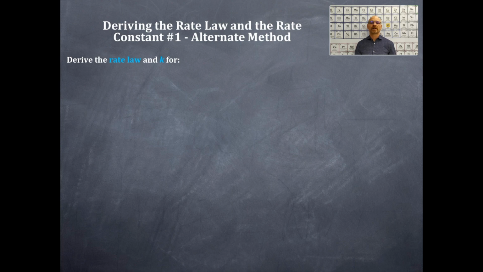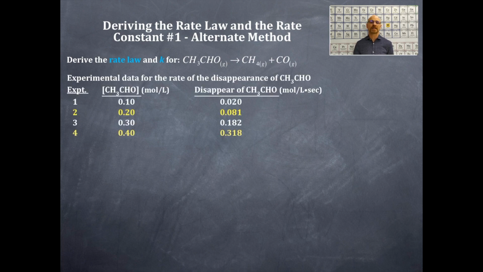So we're still deriving the same information from the same set of data, and we're deriving the rate law and the rate constant. Okay, we have the decomposition of acetaldehyde to methane and carbon monoxide. And just as a quick reminder, the rate law is always dealing with reactants only. We have the same set of data that we had before, and we're going to pick 2 experiments here. We do know that the rate is equal to a constant times the initial concentration to the power of, and that power is more than likely a 0, a 1, or a 2.